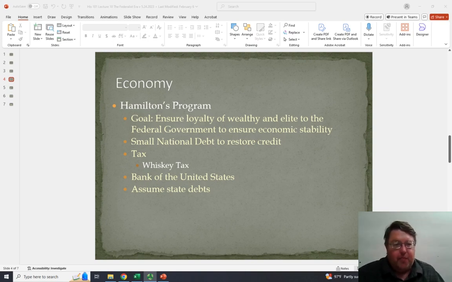The economy. Enter Alexander Hamilton. Alexander Hamilton is Secretary of the Treasury. During Washington's first term, Congress asked Alexander Hamilton to develop a plan for the maintaining of the U.S. economy. The American economy is still struggling from the economic downturns after the American Revolution.